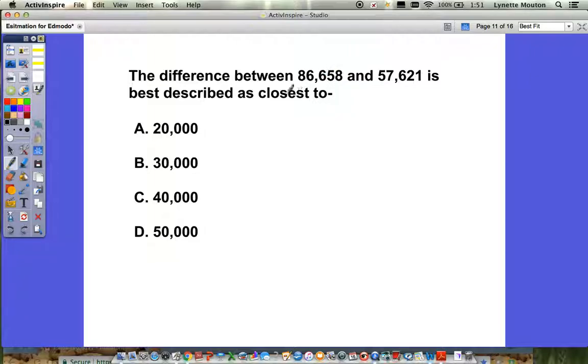Same thing, round it to the closest. This is easy enough. We can see clearly that they rounded to the 10,000s place. So it would be 30,000 because this one became 90,000 and this one became 60,000, and 90 minus 60 is 30,000.